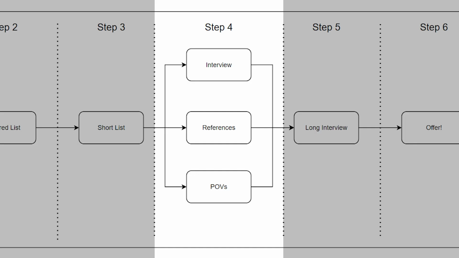Step 4 is the beginning of the actual tryout phase. This should include an interview, references, and POVs. The interview should be fairly short. You could end up doing quite a lot of these, so you don't want to be spending multiple hours with every candidate at this stage.